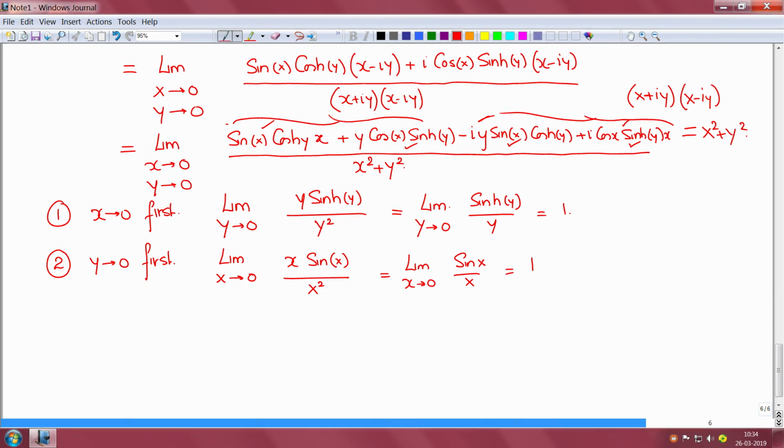And thus what is the result? Limit z tending to 0 of sin z by z equals 1. Okay. So it appears that limits follow rules similar to real variable calculus.